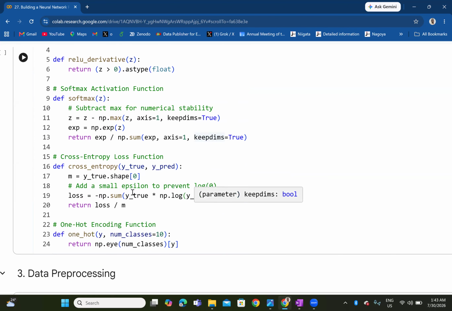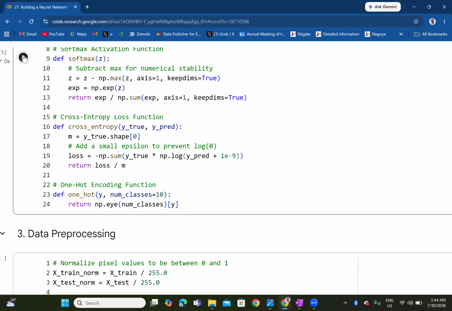And then you have the cross entropy loss function. You define cross_entropy(y_true, y_pred). m is the number of samples, y_true.shape[0]. Add a small epsilon to prevent log of 0. In case y_pred is 0, we would have an undefined result, but if you add 10 raised to minus 9, you prevent that infinity, and then you return the loss over m. Then you have the one-hot encoding function. I run all of that also.